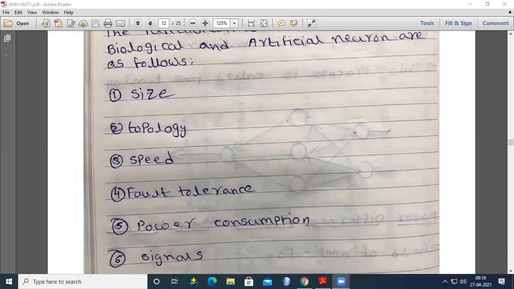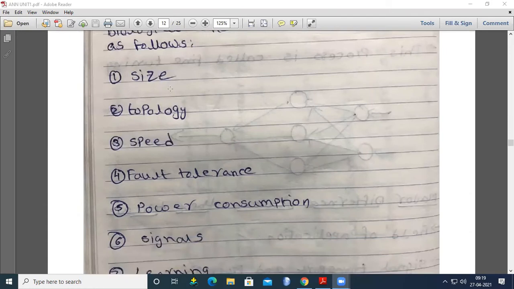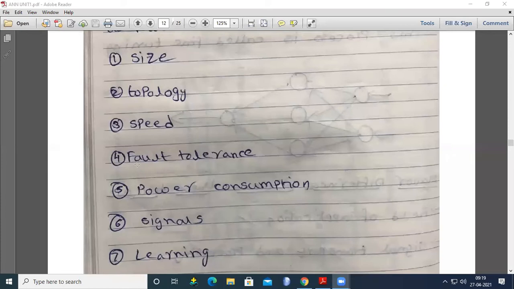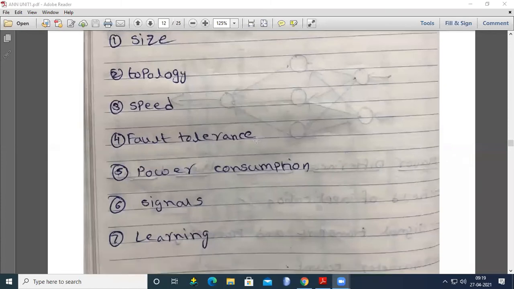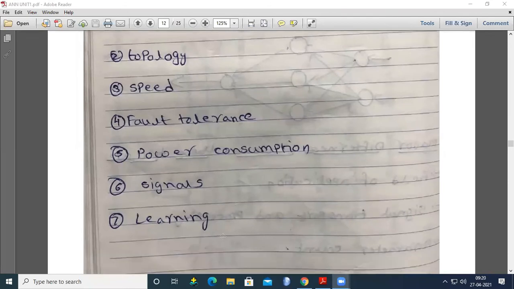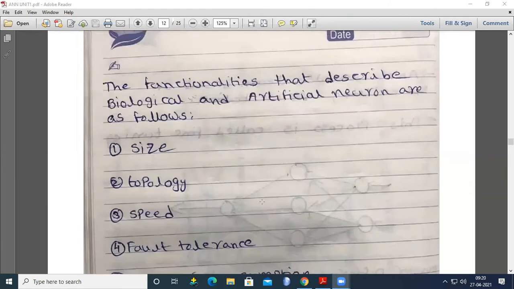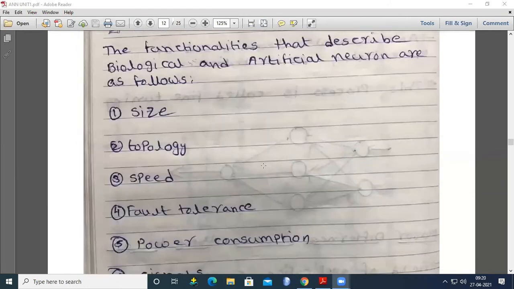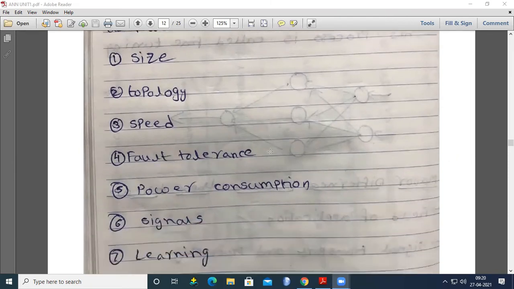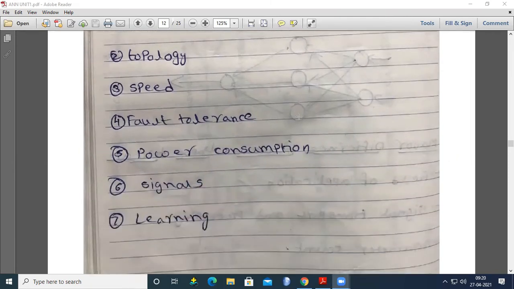And speed. Because of this size, the speed is very high in the human brain. Fault tolerance, that means based on the confidence, the fault tolerance will be increased and decreased. Then power consumption, signals and learning. So all these are the functionalities that describe biological and artificial neurons: size, topology, speed, fault tolerance, power consumption, signals, learning.